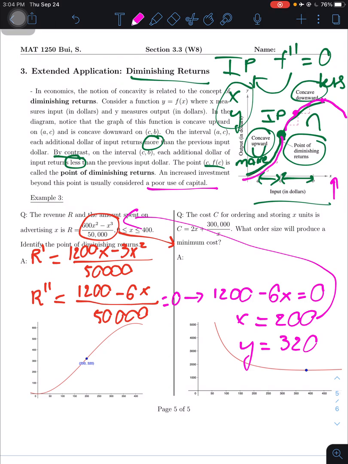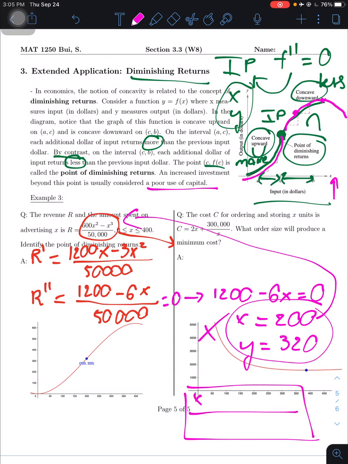To figure out whether this point is indeed a point of diminishing return or not, a lot of people make a common mistake here. This is not the final answer. You have to check it. How do we check it? Well, we have to set up a table of sign like before. We have the x value and also the second derivative. X goes from negative infinity all the way to positive infinity, and we have one point in here, that is 200.